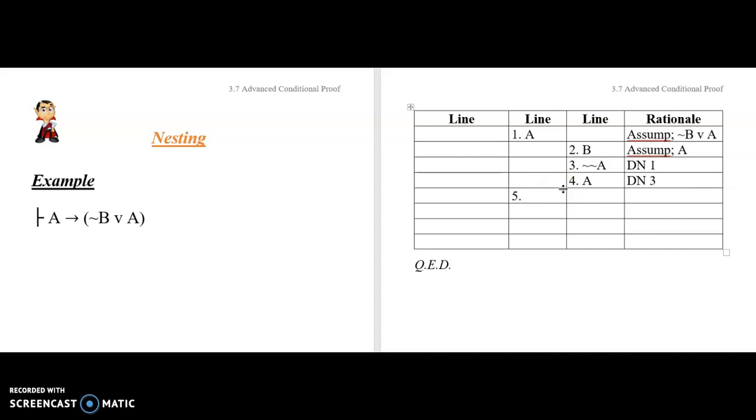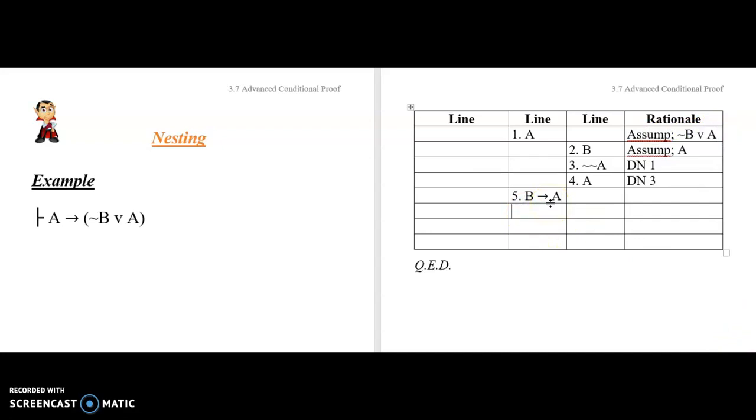Okay, so in line 5, what I'm going to write is if B, then A, right? So it's the exact same strategy from before, right? It's the first thing I assumed, arrow, the last thing I got, which is A, and now this assumption has been discharged. What's interesting here is that in this case, unlike the last one, where we were just looking for a conditional, here we're not looking for a conditional, we're looking for a disjunction.